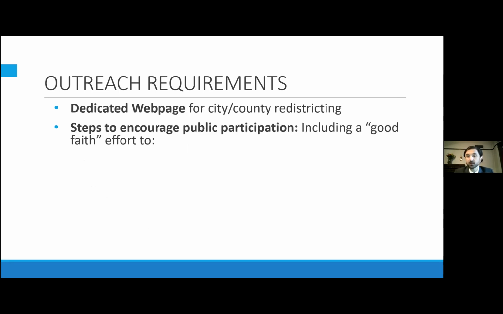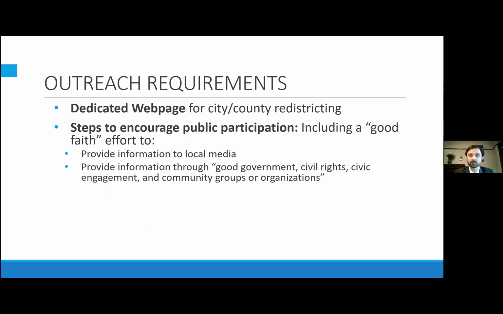One of the other main requirements is that you need to take steps to encourage public participation. So there's a requirement of outreach. It is left to your discretion what those steps are, but there is a minimum, and it says including a quote, good faith effort to provide information to the local media. So think TV, radio, print, as well as provide information through quote, good government, civil rights, civic engagement, and community groups or organizations. And I think you'll be hearing a lot more from later panelists on how to really engage all those different types of community groups. Lastly, inclusive within those 2 groups is including language minority publications and or organizations.